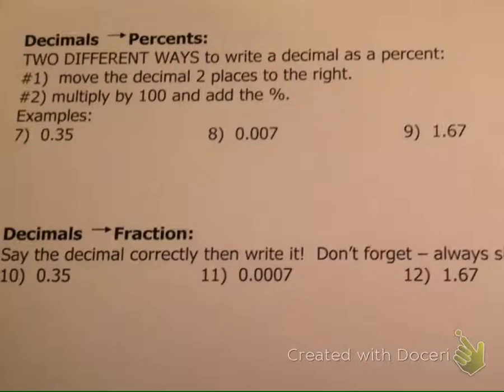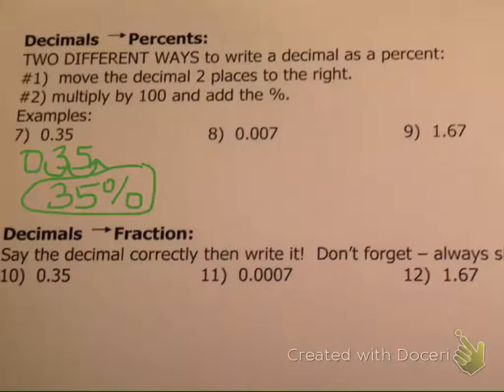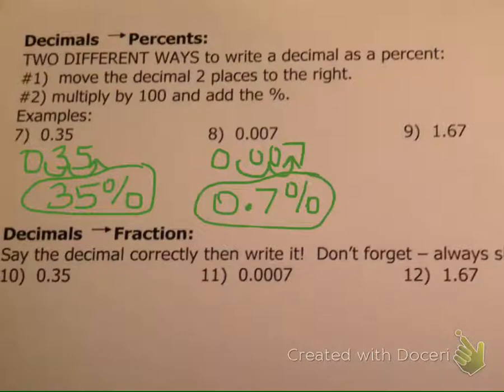Okay, so let's look at number 7. We have 0.35. If we move the decimal 2 places to the right, we have 35, and you just write the percent symbol, 35%. Okay, and here we have 0.007. Here's my decimal. I'm going to move it 2 places to the right. So in this case, I have 0.7%. And when you have those, you want to make sure you can see that decimal.